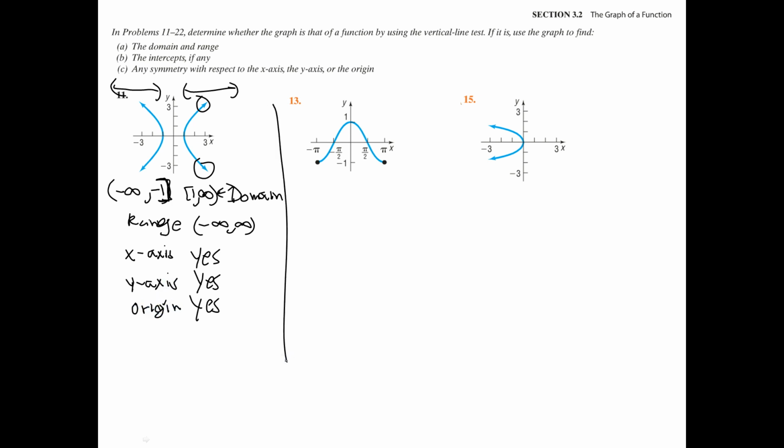Number 13, domain would be -pi up to pi, including. The range would be -1 up to 1, including. You include if you have it. You don't include if you can't equal it. You can never equal infinity or negative infinity, so I always use parentheses for those.